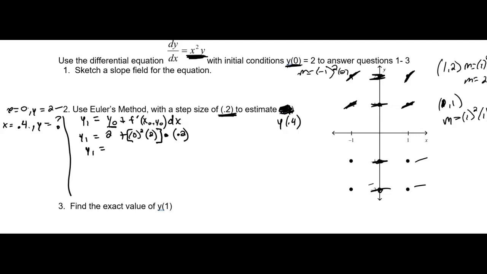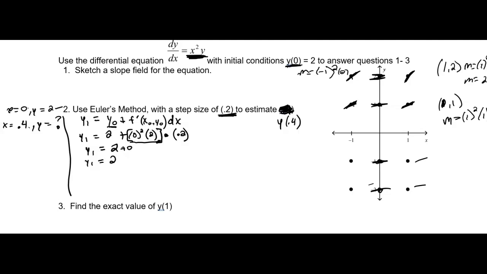We would then evaluate that. This is a pretty simple one because this would be 0. You're going to multiply 0 times 0.2. So you really just end up with a 2 plus a 0. So our first y value that we would get is 2.